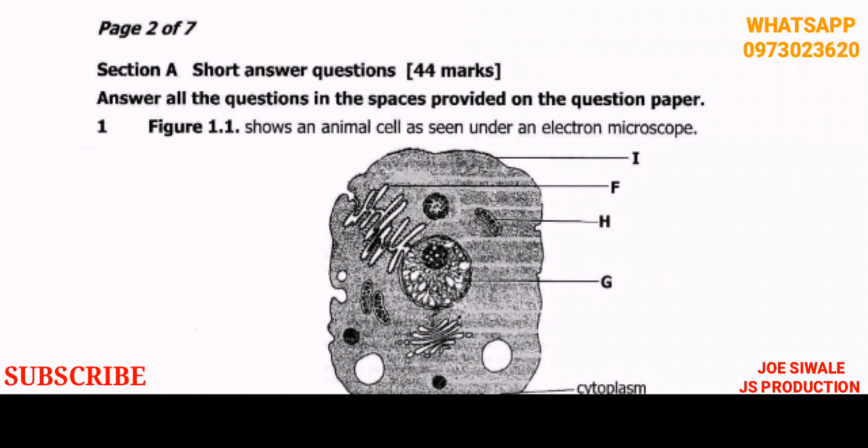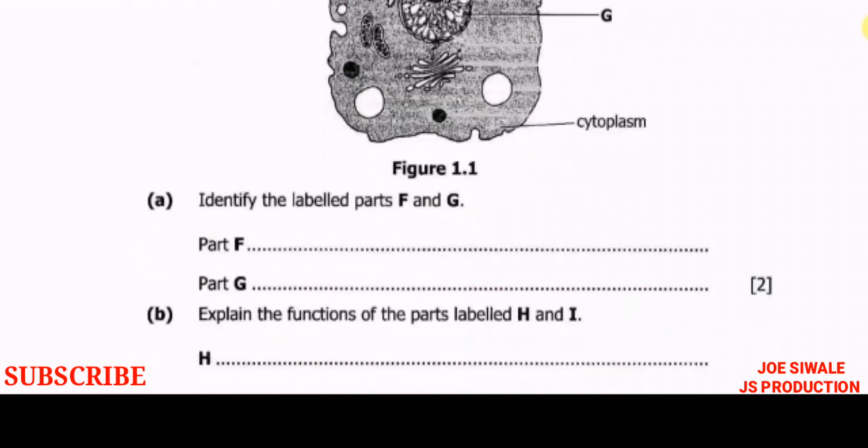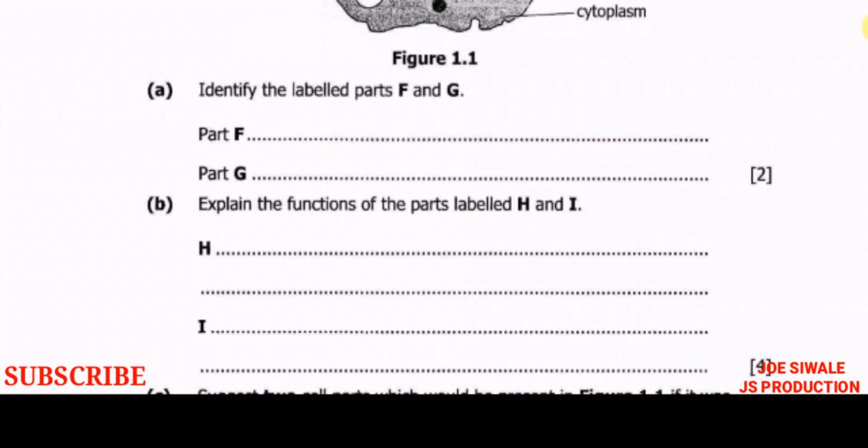So question 1 reads, Figure 1.1 shows an animal cell as seen under an electron microscope. So as you can see, that's the diagram. Then I have part I, part F, part H, part G, and the cytoplasm on figure 1.1. Question A reads, identify the labeled parts F and G. So part F 1 mark and part G 1 mark.